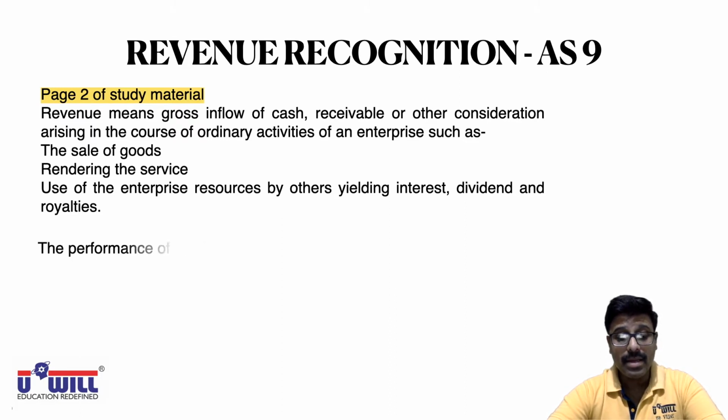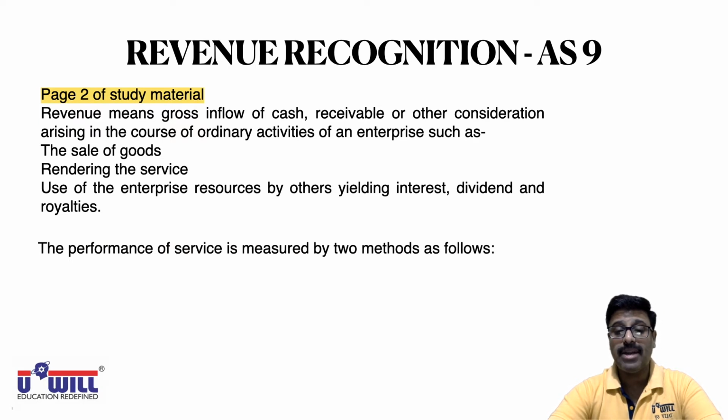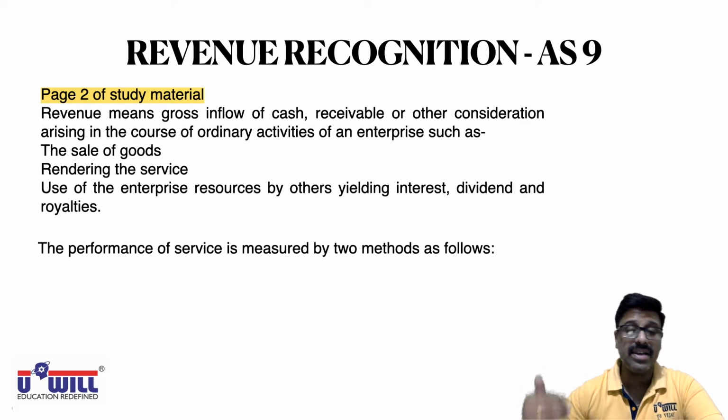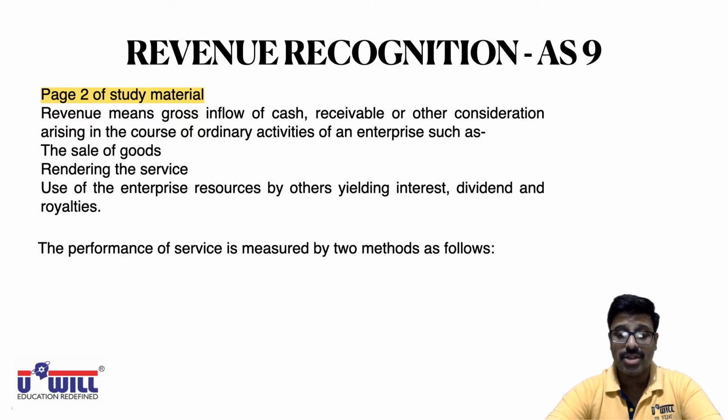Now, the performance of services is measured by two methods as follows. Means what are we studying? Revenue recognition. How do you record the revenue in your books of accounts? By two different methods. So you can write it in your notebook in simple language that revenue is recognized as per AS9 by two different methods. I repeat, write this in your notebooks. Revenue is recognized, means recorded, in the books of accounts by two different methods as per AS9. Okay, repeat. Revenue is recognized, that is recorded, by two different methods as per AS9.